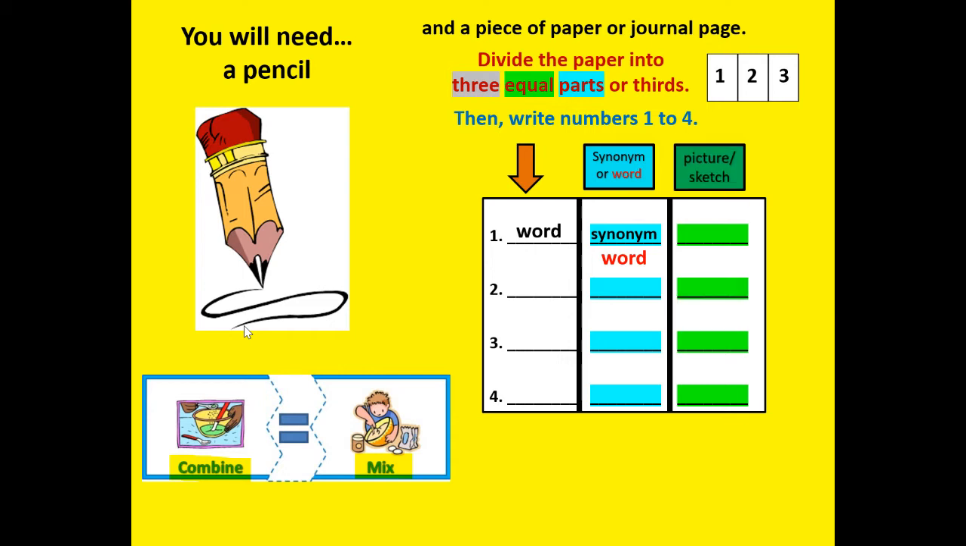And then in the third column, you can draw a quick picture or sketch to help you remember the word. So if you need to, push pause, get your paper and your pencil, and then push play when you're ready to join us. At any time, if I'm going too fast, push pause, get caught up, and then push play again.